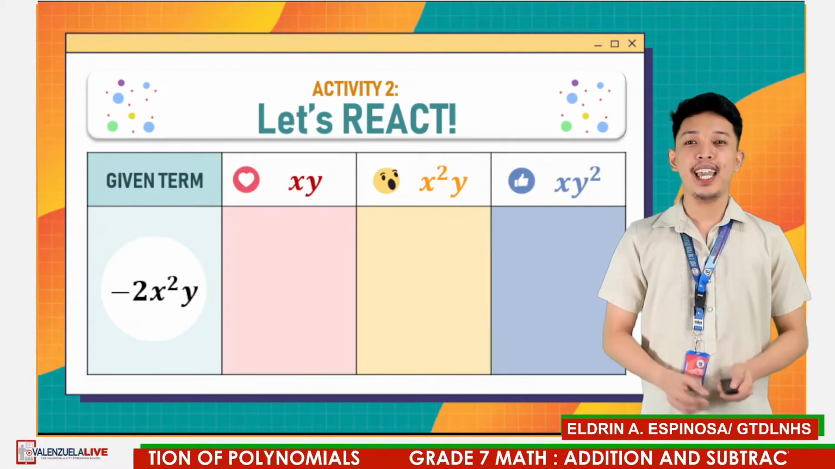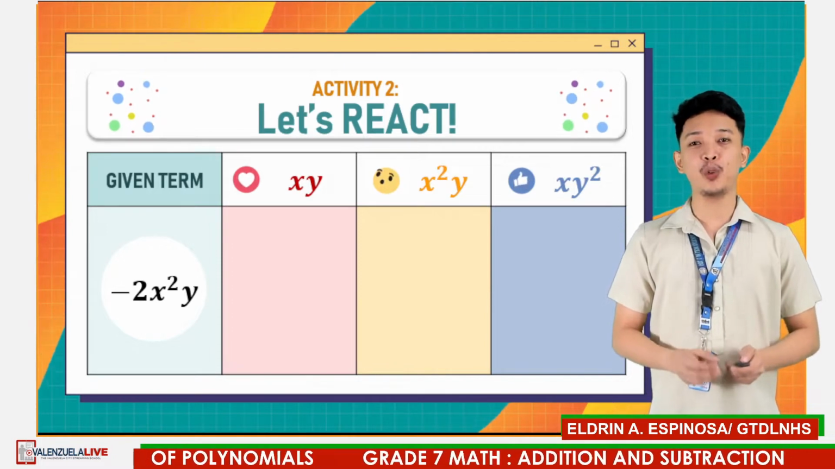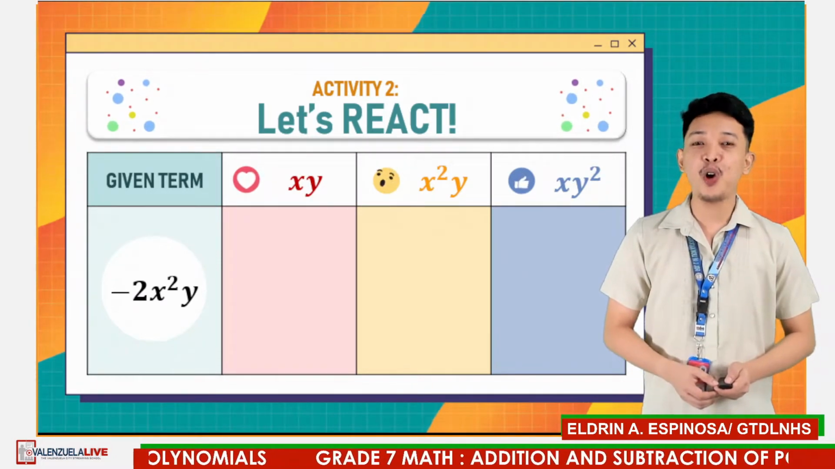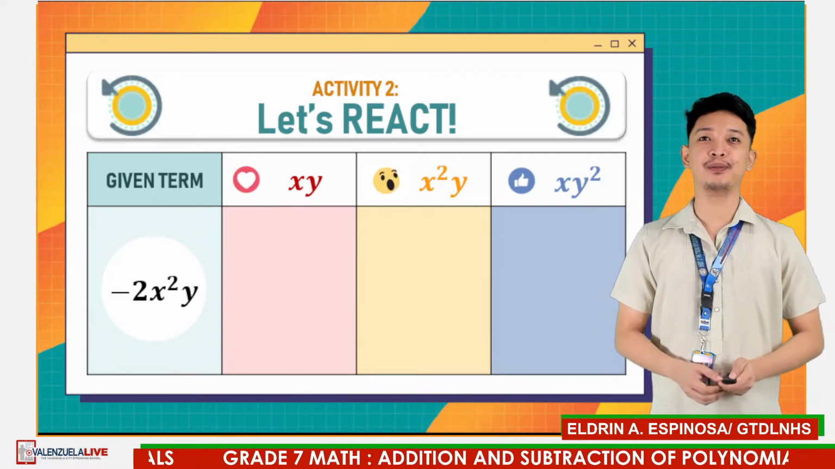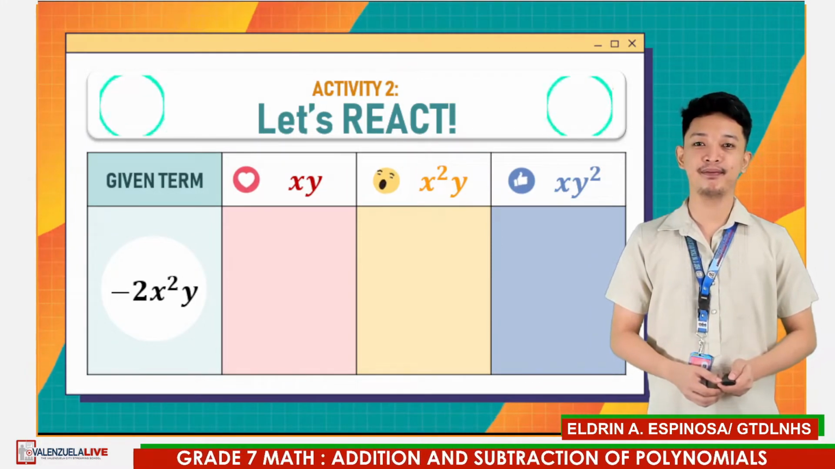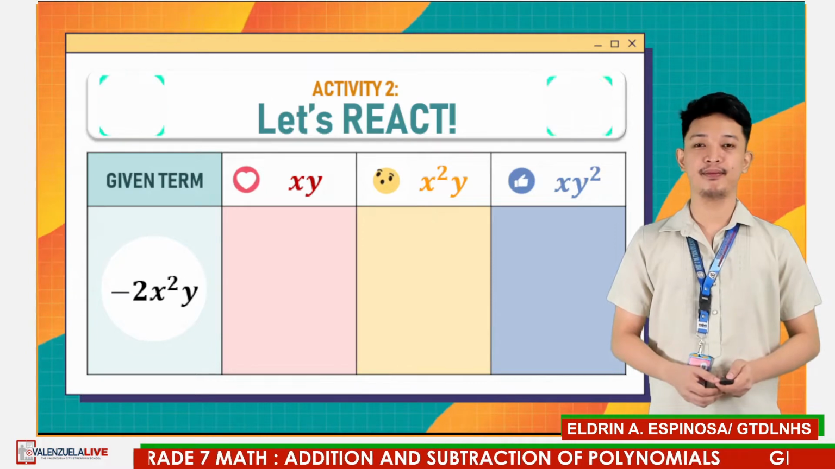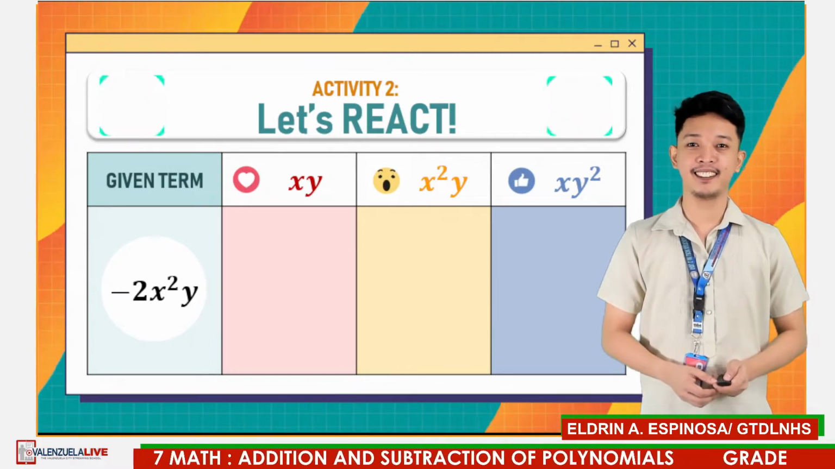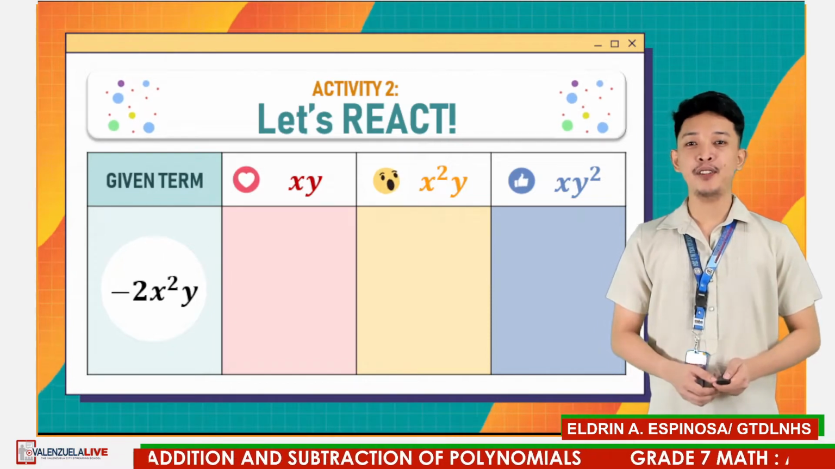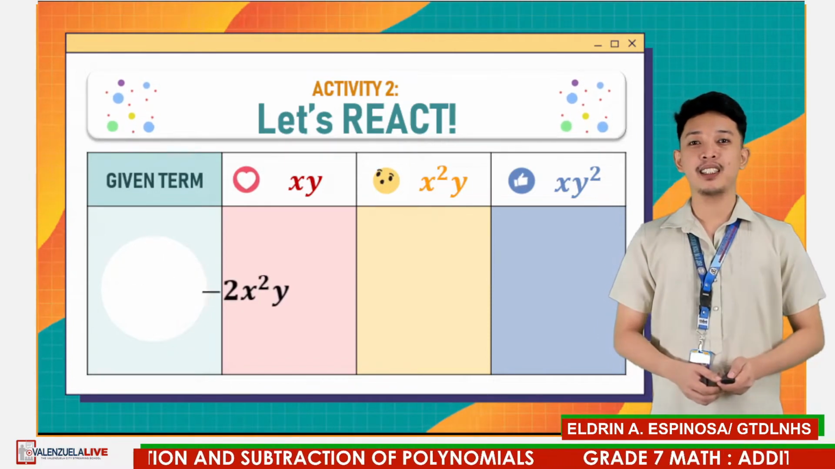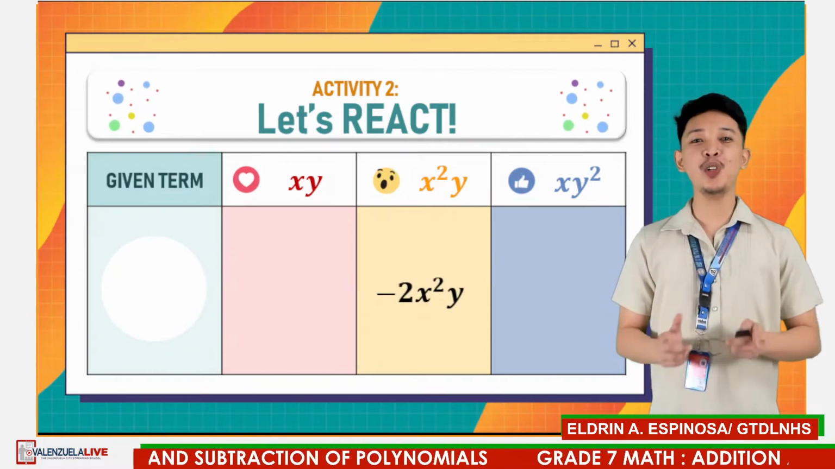First term, negative 2x squared y. Is it heart, wow, or like? Let's react. Go! If your answer is wow, then you are correct.